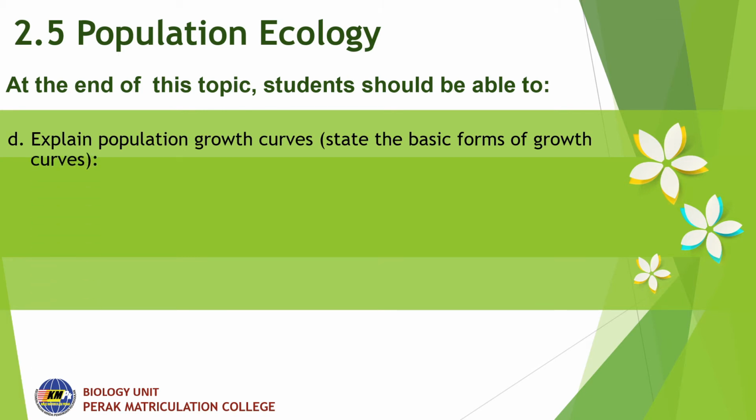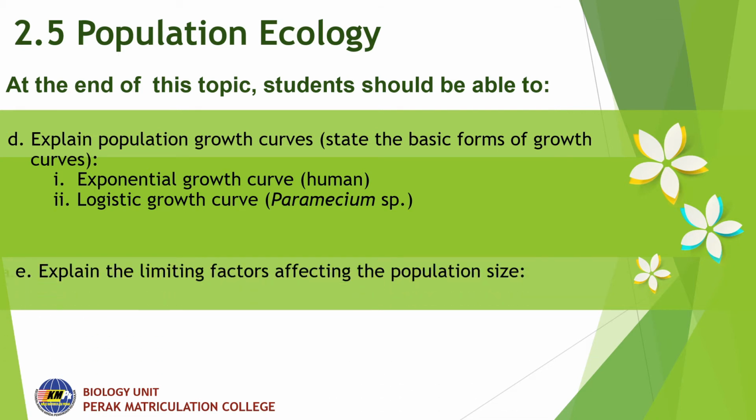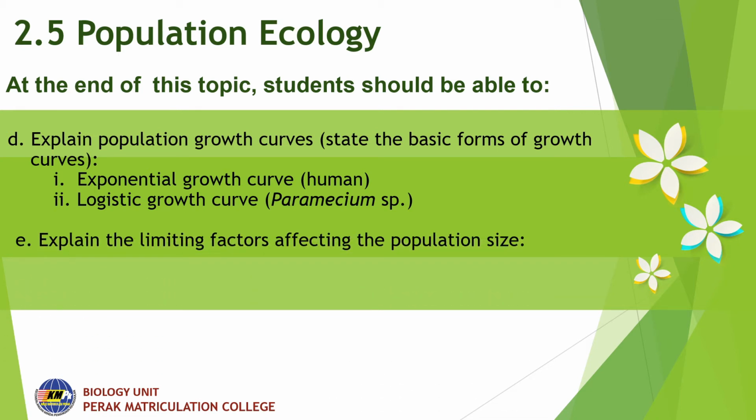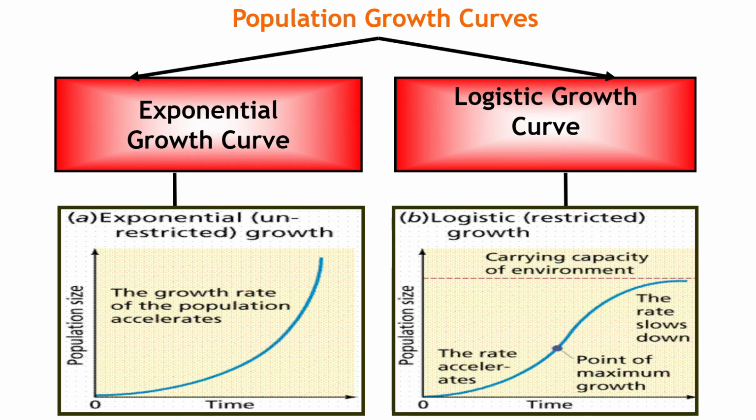Next subtopic is population growth curve, where you will learn about two types of growth curves, which are exponential growth curve, for example human, and logistic growth curve, for example paramecium. You will also learn limiting factors affecting the population size, which is divided into two: density dependent factors and density independent factors.